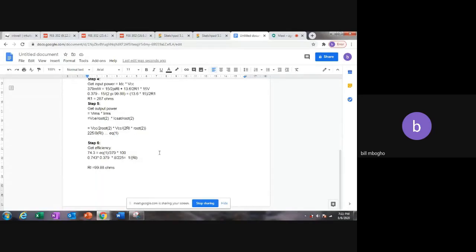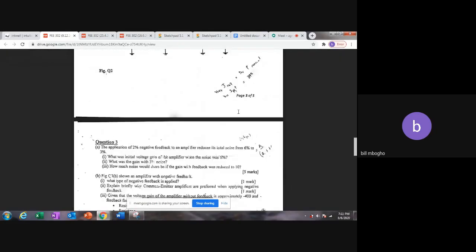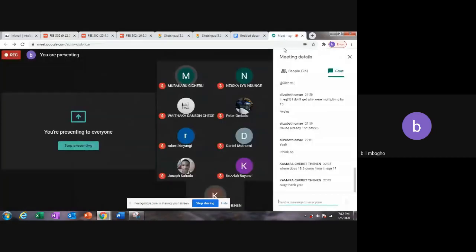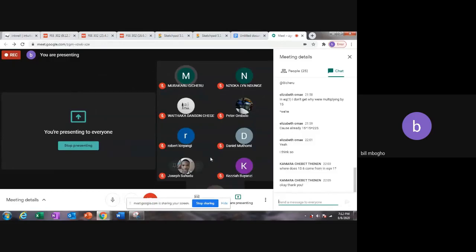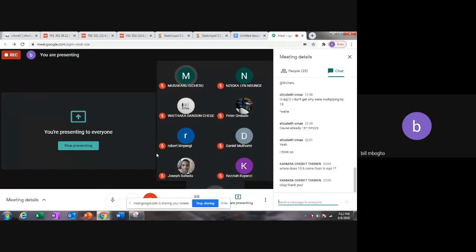So that's how you do this first question, how you get the values of RL and R1. And I've shown you how to sketch the DC load line. Any questions? Please, questions? Questions will help a lot.